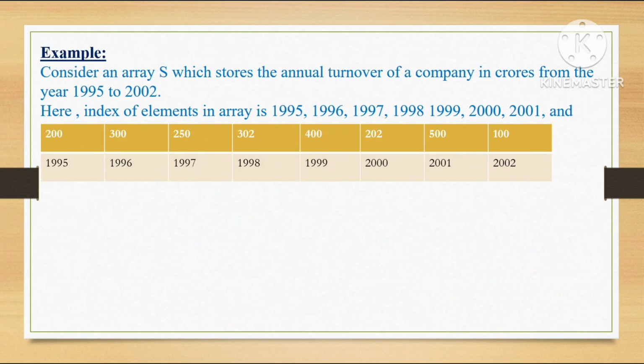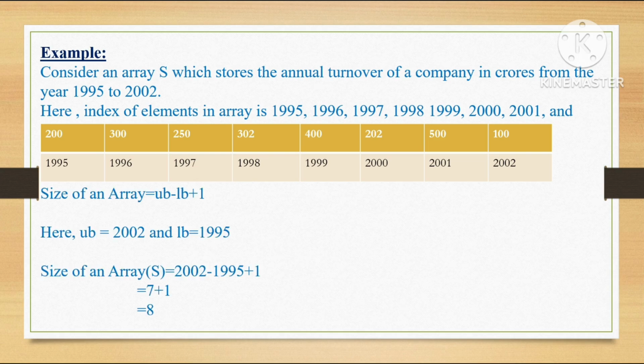Let's take another example to find the size of an array. Consider an array S which stores the annual turnover of a company in crores from the year 1995 to 2002. Here the index numbers of elements in the array are 1995, 1996, 1997 and so on. In this, the upper index is 2002 and the lower index is 1995. So the size of the array will be 2002 minus 1995 plus 1. When we subtract 1995 from 2002, we get 7, plus 1, that is 8.